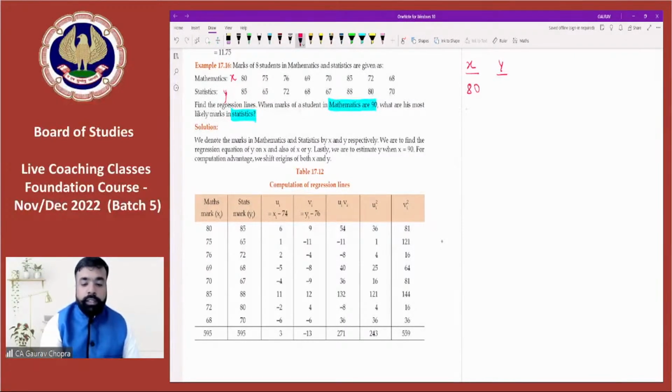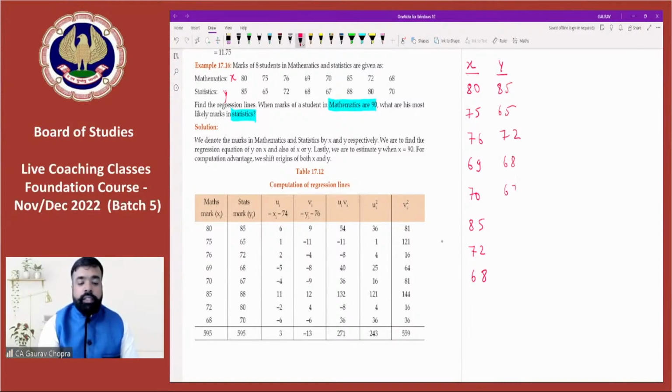80, 75, 76, 69, 70, 85, 72, 68. These are the values of X and Y. 85, 65, 72, 68, 67, 88, 80, and 70.